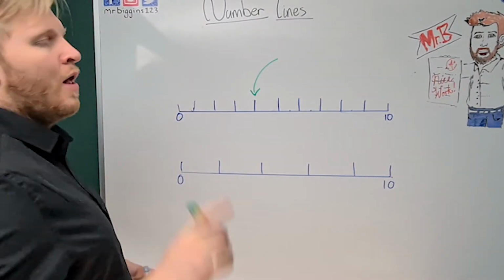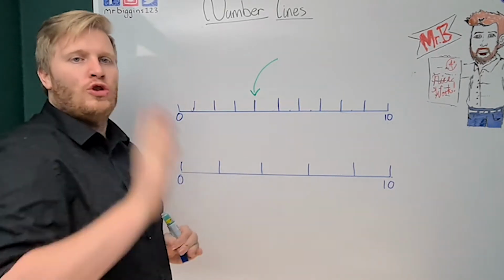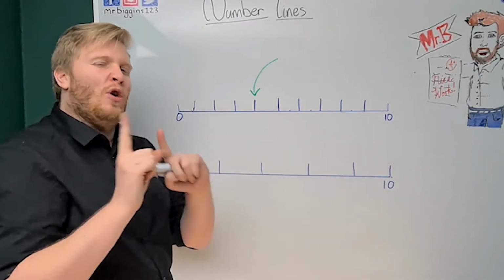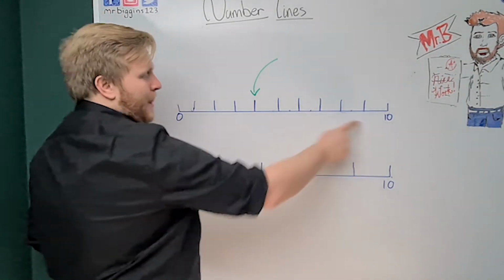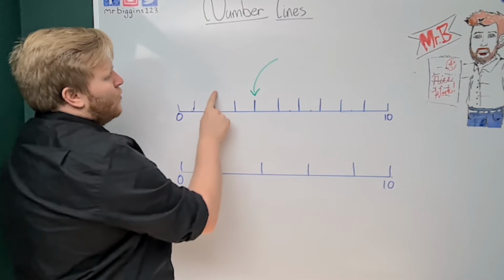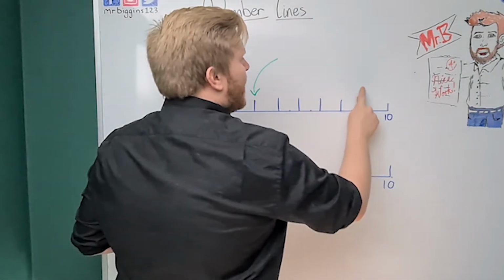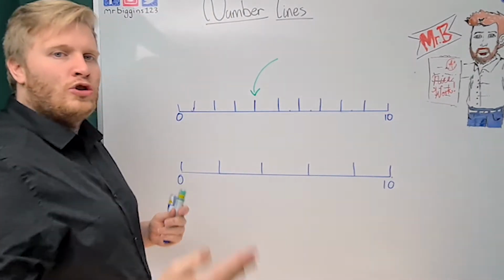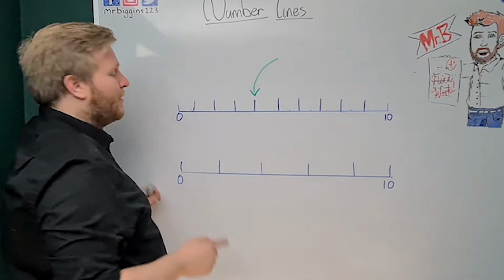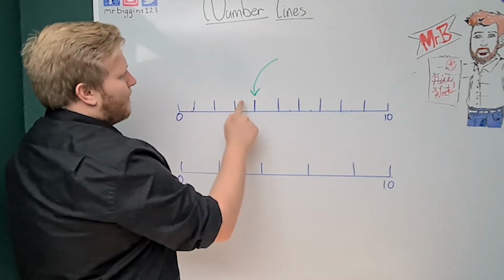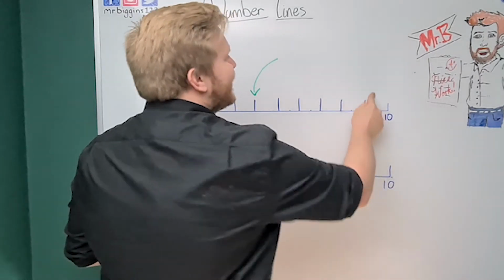Now, the first thing that we need to do is count the gaps or the jumps. This is important because people always make a little mistake. So we're going to count the jumps all the way to 10, okay? 1, 2, 3, 4, 5, 6, 7, 8, 9, 10. So there's 10 jumps. Or you might want to count the gaps. 1 gap, 2 gap, 3 gap, 4 gap, 5 gap, 6 gap, 7 gap, 8 gap, 9 gap, 10 gaps.